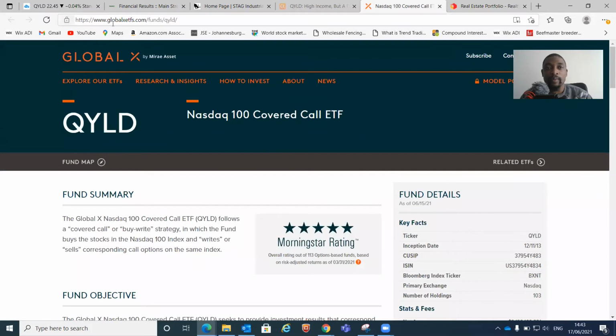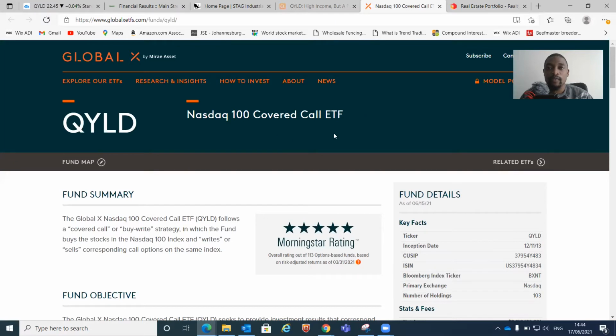According to this website, globaletfs.com, you can see the ETF code is QYLD. So the complete name of the ETF is Nasdaq 100 covered call. Here in South Africa, we're able to trade CFDs, contracts for difference, which can track the underlying asset. In this case, if you are trading a share CFD, it tracks the underlying share price.